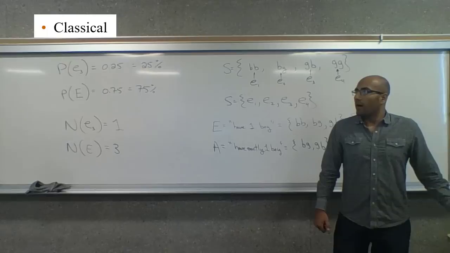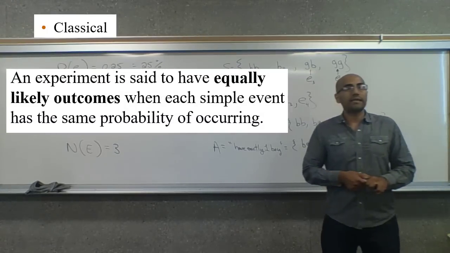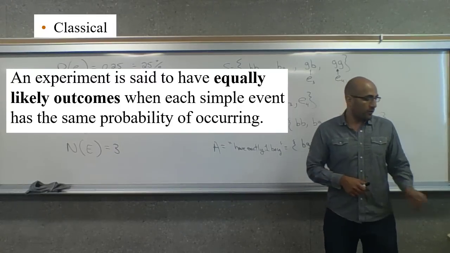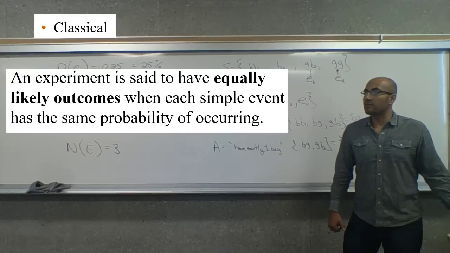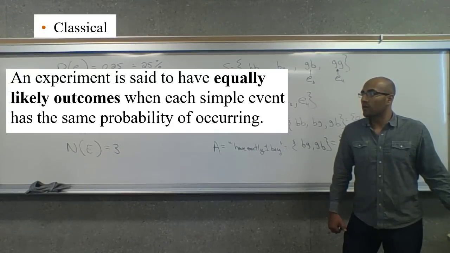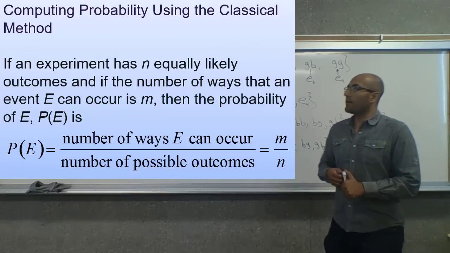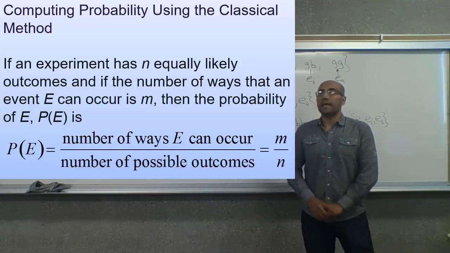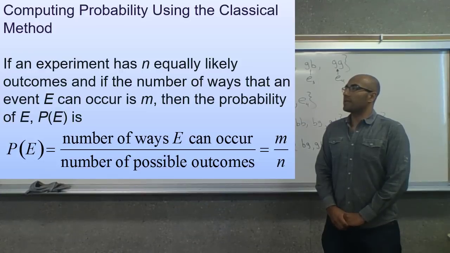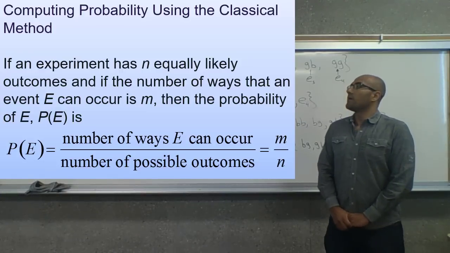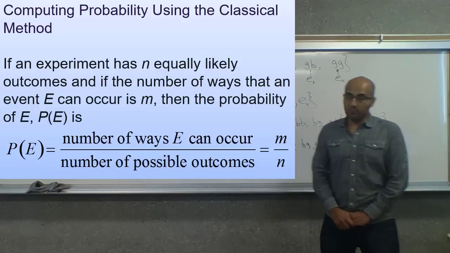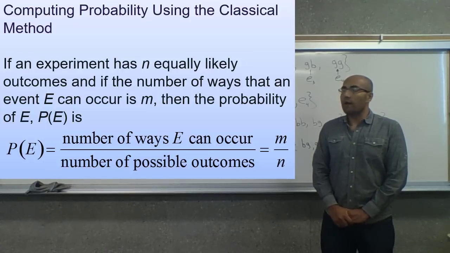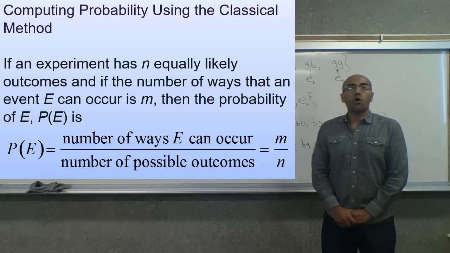keep that in mind. So an experiment is said to have equally likely outcomes when each simple event has the same probability of occurring. Right? All the simple events have the same probability of occurring. Here is a more formal definition of classical probability. If an experiment has n equally likely outcomes, and if the number of ways that an event E can occur is m, then the probability of E, noted as P(E), is the number of ways E can occur divided by the number of possible outcomes, which results in m over n.